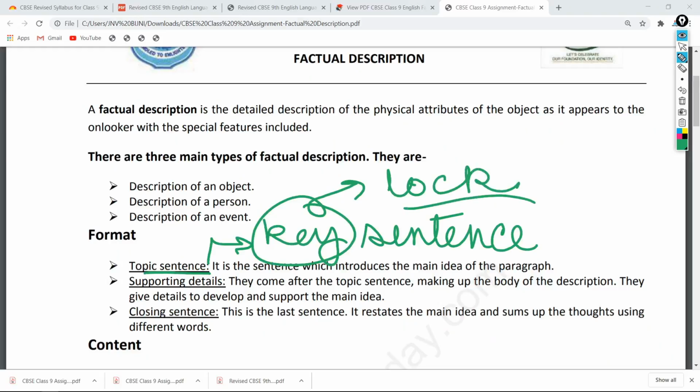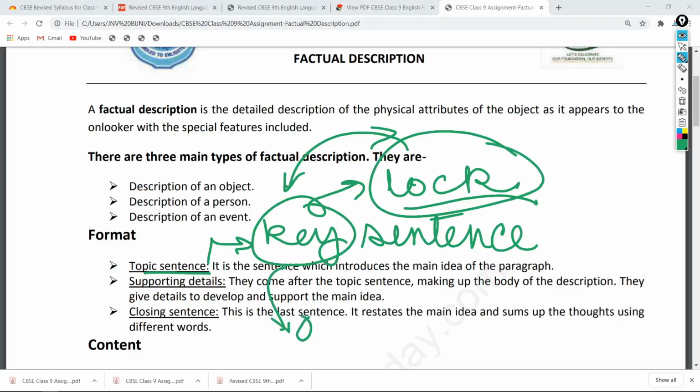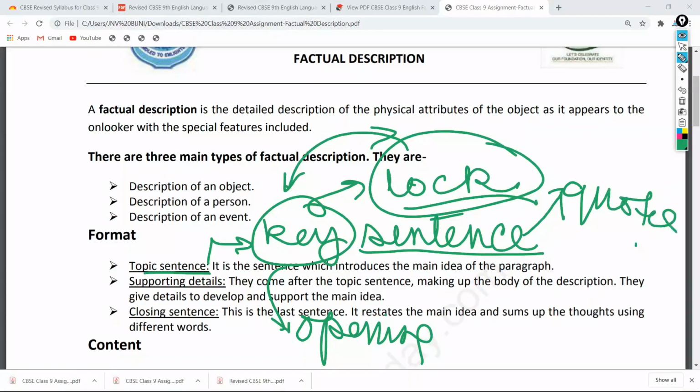Lock and key. That means this particular topic sentence will be opening. It will have the capacity of opening the paragraph. Therefore, it is called the key sentence. That means this key sentence may be in the form of some quotes. Okay. It may be in the form of some proverbs. It may be in the form of some sayings.